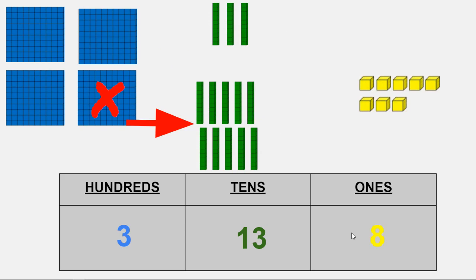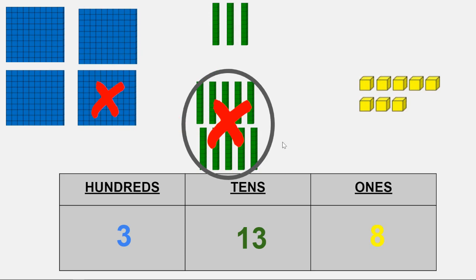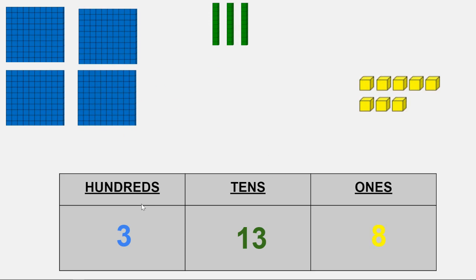Is there still more to compose back together? Yes, there is. So let's compose this last group of 10 tens. We're going to compose it back into our 100. And let's see how our place value chart changes. We now have 4 hundreds, only 3 tens, and 8 ones. So we still have the same value of 438. Even when we decompose all of those hundreds into all of those tens, we still end up with the same value.